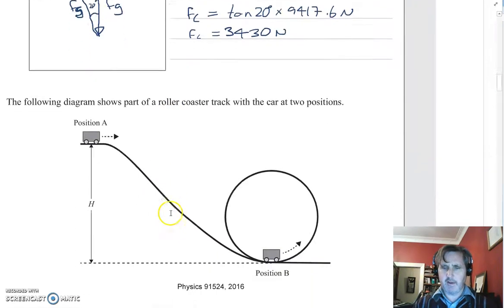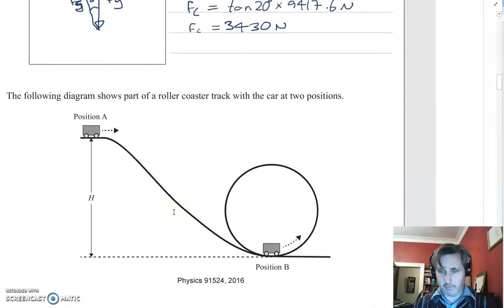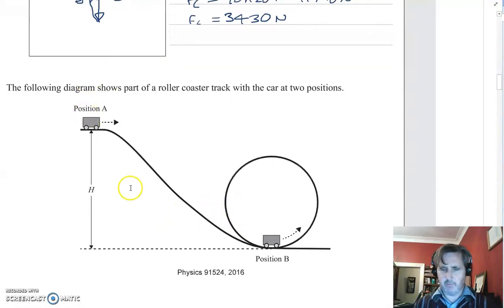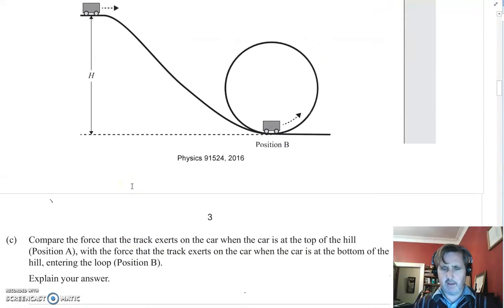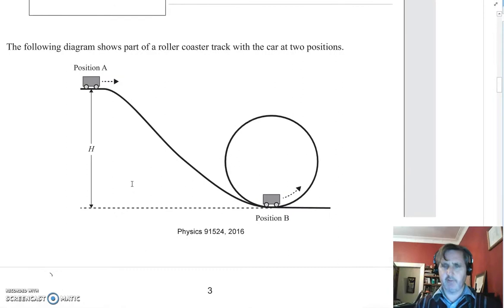Now we're looking at the cart as it goes around a vertical circle. We've got it in 2 different positions, position A and position B. Question C asks us to compare the force the track exerts on the car when the car is at the top of the hill, position A, with the force the track exerts on the car when it's at the bottom of the hill, position B. Let's look at both of them.